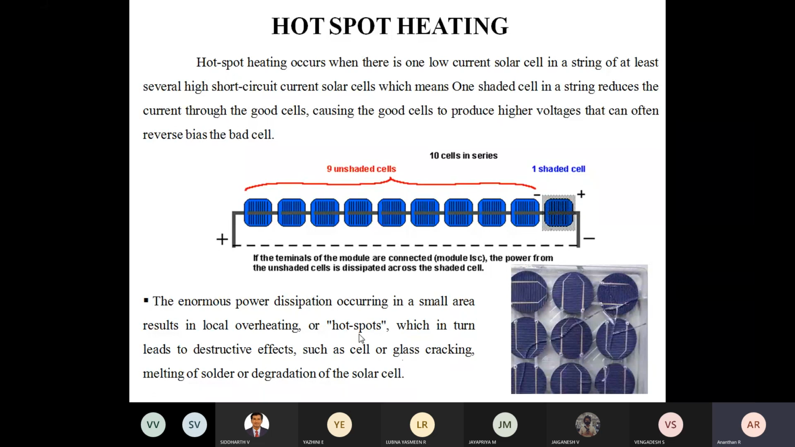When we looked through the software and different tools, we could identify that there are many effects. Apart from dirt or irradiation, because of the electrical connections and the temperature, there are many unwanted effects, which we indicated to them. They modified different cells, and they are still doing research to reduce this hotspot heating.